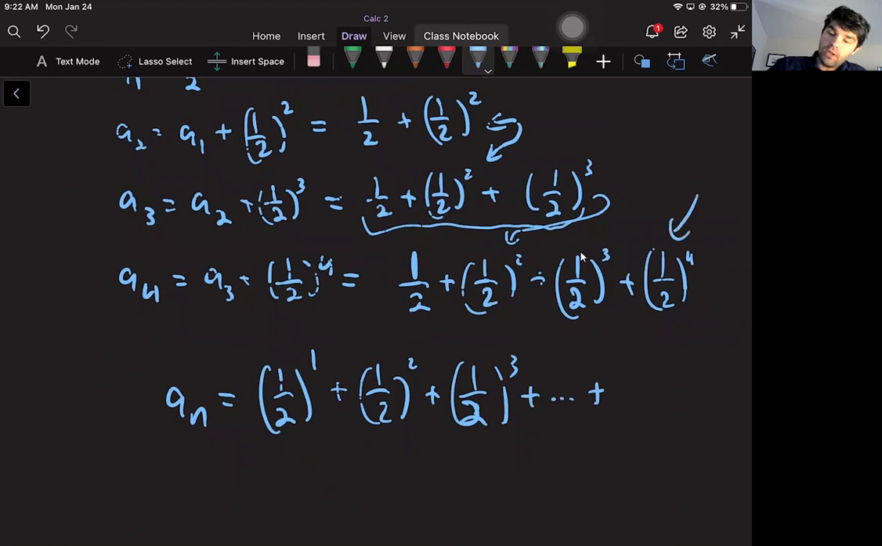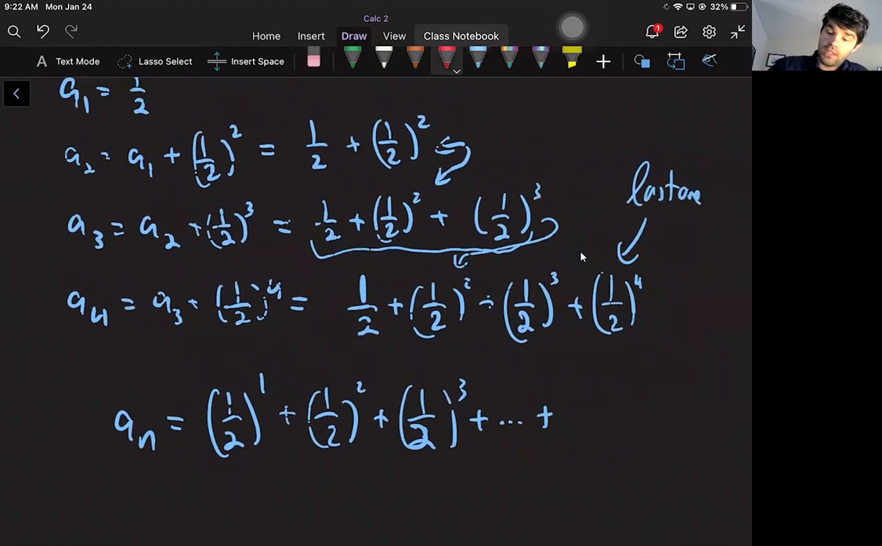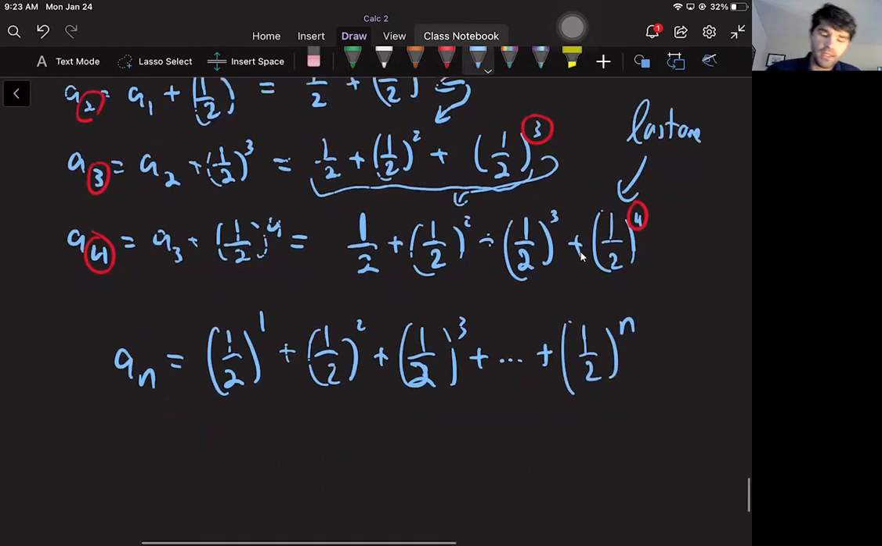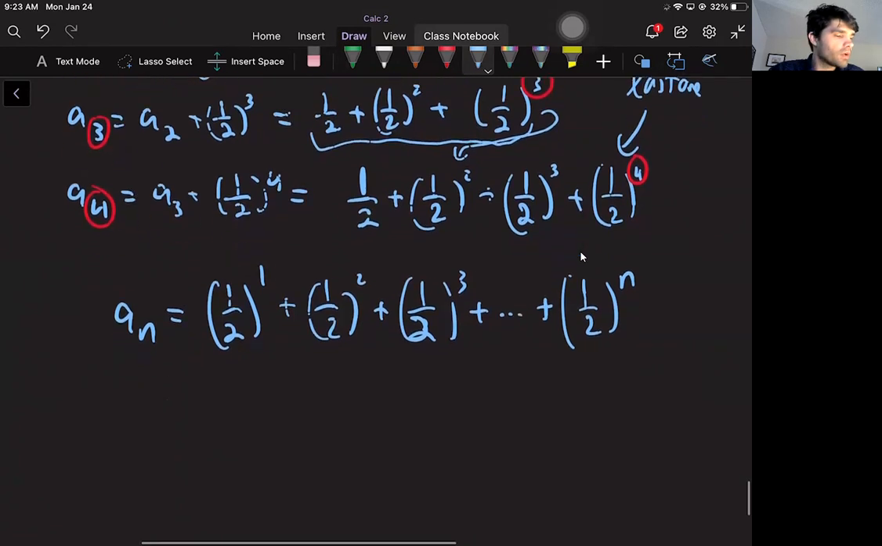The last one always ends where the index ends. So I go all the way up to adding 1/2 to the nth power. So if this was A10, then I would do 1/2 plus 1/2 squared plus 1/2 cubed all the way up to 1/2 to the 10th.